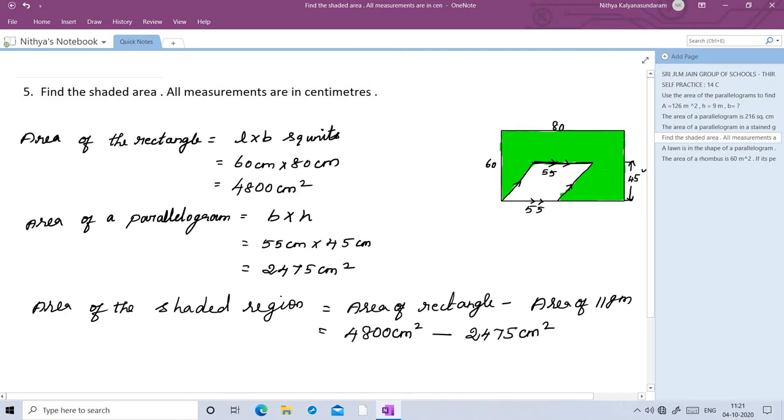So you can subtract both areas. Subtracting, we get 2325 centimeter square. So the area of the shaded region is 2325 centimeter square. Therefore, the area of the shaded region is 2325 centimeter square.